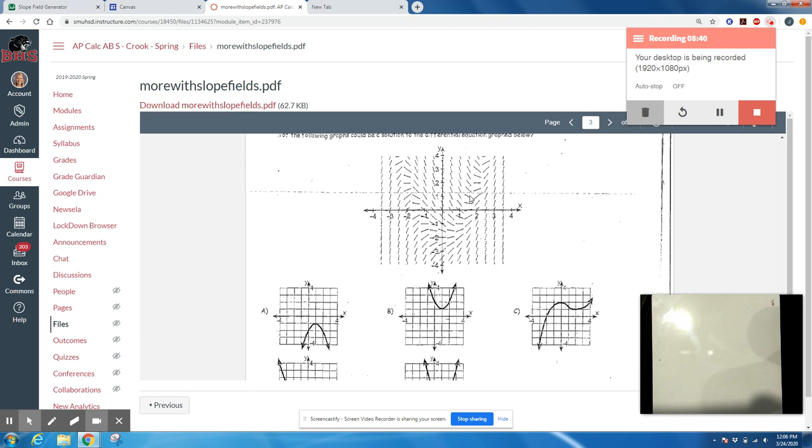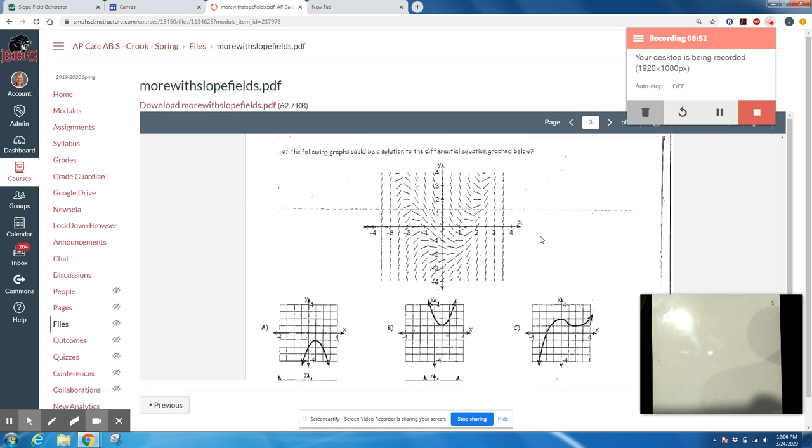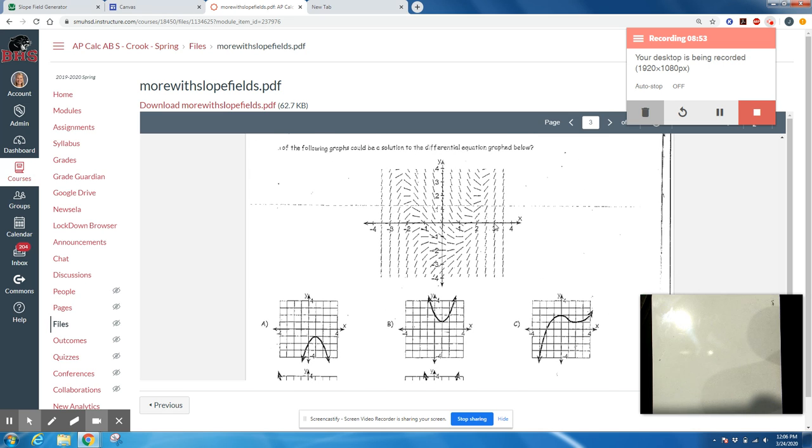Like which solution could fit? Which solution could this be alluding to? If this field was drawn, what could the antiderivative, what could the solution be? So I normally just put my pencil anywhere and then I just follow what the slope fields are telling me to do a little sketch.